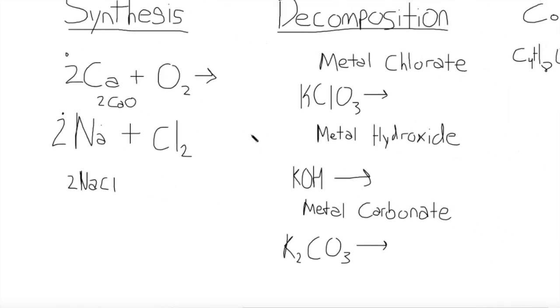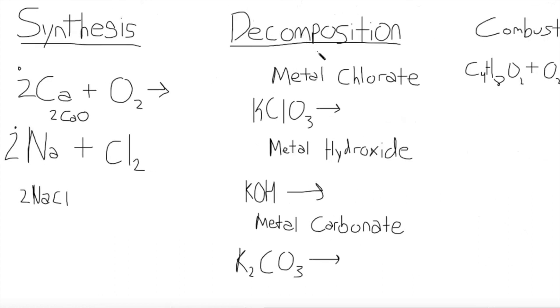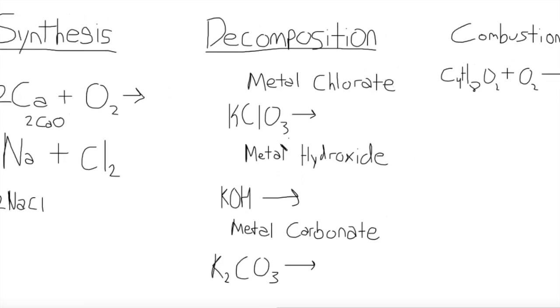Now we'll go to decomposition, and then there's 3 types of decomposition I'll go over. There's metal chlorate, metal hydroxide, and metal carbonate. So with metal chlorate, we have our metal chlorate right here, and it's going to break up into a metal chloride and oxygen. So our metal chloride is right here. So we're going to split that up. So that KCl. And then we're just left with the oxygen. The reason we have a subscript 2 over here is because oxygen is diatomic.